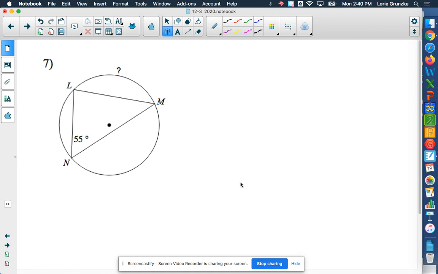On this one, notice it does not go through the center, so realize that's not a diameter, but you don't need it. Draw the arc, connect, or draw the angle, connect the arc. You should be able to get the answer.